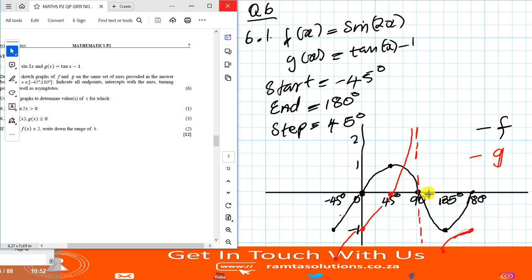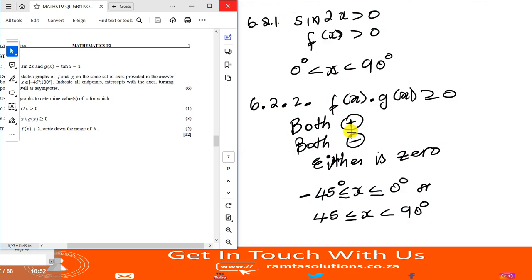And what else do we say? Again, when x is greater than 90 but less than or equal to 180. Remember, I said both must be positive or both must be negative, and either one of them can be 0, even if it's both. So x is greater than 90 degrees but less or equal to 180 degrees. This is us answering the question.